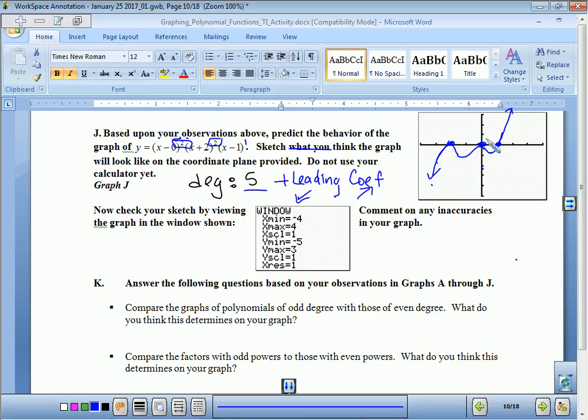Now, when I sketch a graph, do I know where these mins are? I have no idea. You are sketching. Your maxes and mins will not be perfect. The only ones that will be perfect is when the max, local max, occurs at an x-intercept. We can get the x-intercepts from these factors. That's where x-intercepts come from.